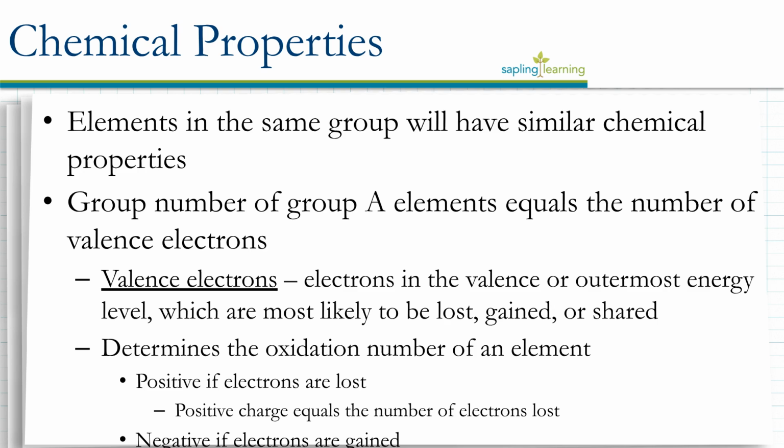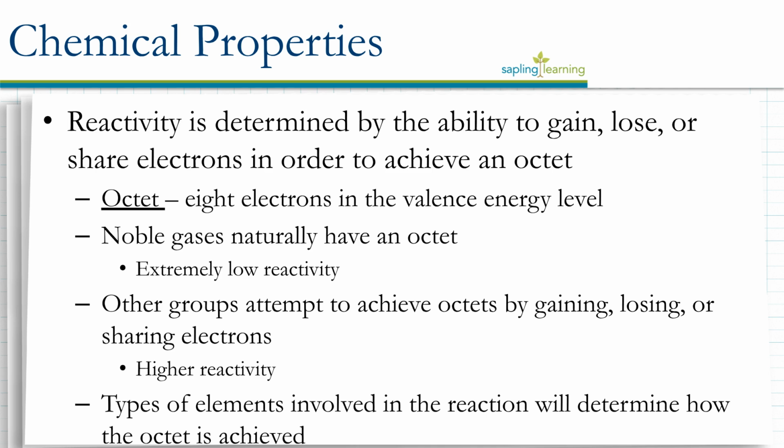For group A elements, the group number equals the number of valence electrons. Valence electrons determine the element's oxidation number or charge, which is positive if electrons are lost and negative if gained. Reactivity depends on achieving an octet, which is 8 valence electrons. Noble gases naturally have an octet, resulting in extremely low reactivity. Other groups gain, lose, or share electrons to achieve an octet, leading to higher reactivity.